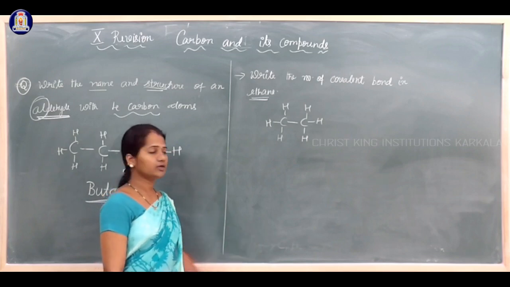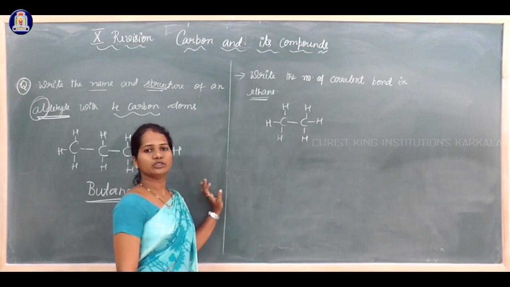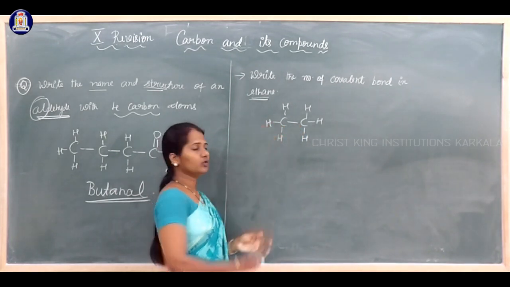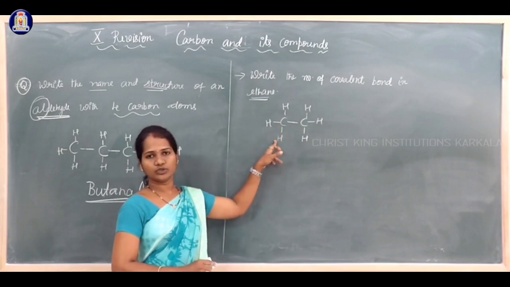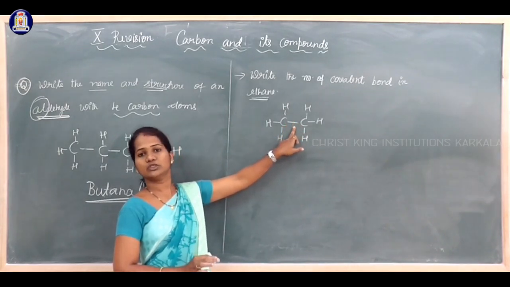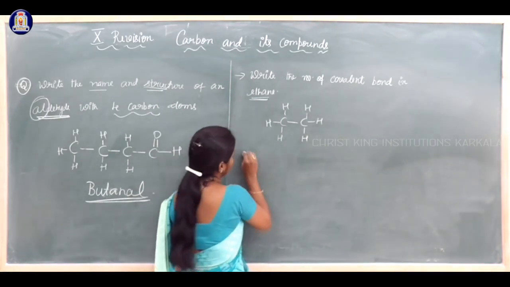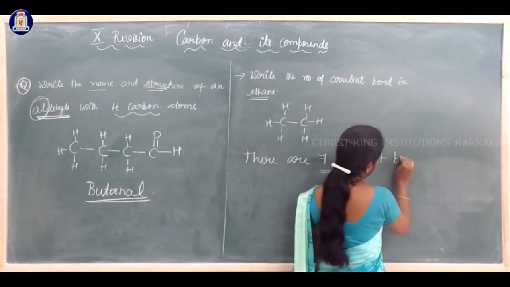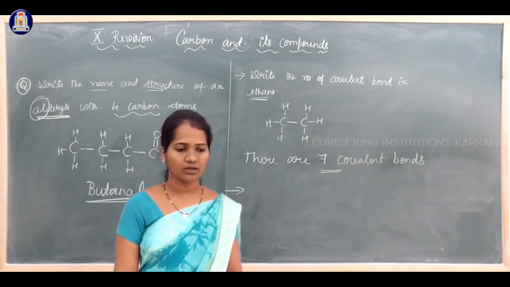Now count the number of covalent bonds: 1, 2, 3, 4, 5, 6, 7. So altogether how many bonds are there? Altogether 7 bonds. Between carbon and hydrogen, there are 6 covalent bonds, and between carbon and carbon, there is one covalent bond. Altogether 6 plus 1, 7 bonds. So there are 7 covalent bonds in ethane. We'll move to the next question.